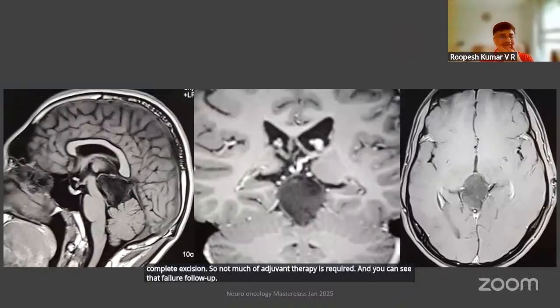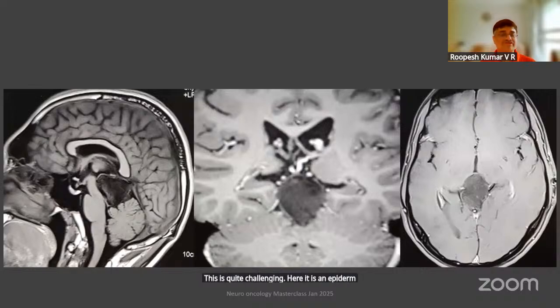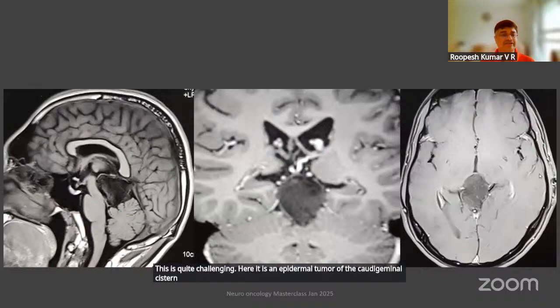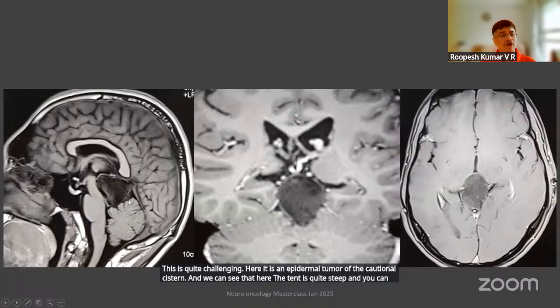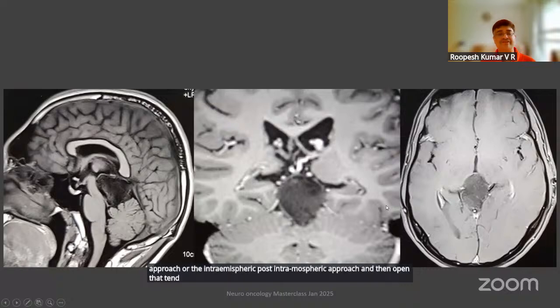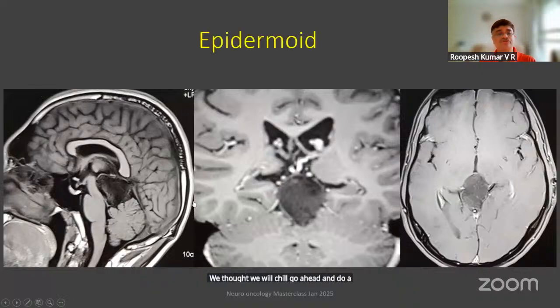This is quite challenging. Here it is an epidermoid tumor of the quadrigeminal cistern, and we can see that the tentorium is quite steep. One can argue that these tumors can be approached by the Poppen approach or the intrahemispheric, post-intrahemispheric approach, and then open the tentorium here. However, we decided that because this is an epidermoid and he had a very long neck, we would still go ahead and do a supracerebellar approach.